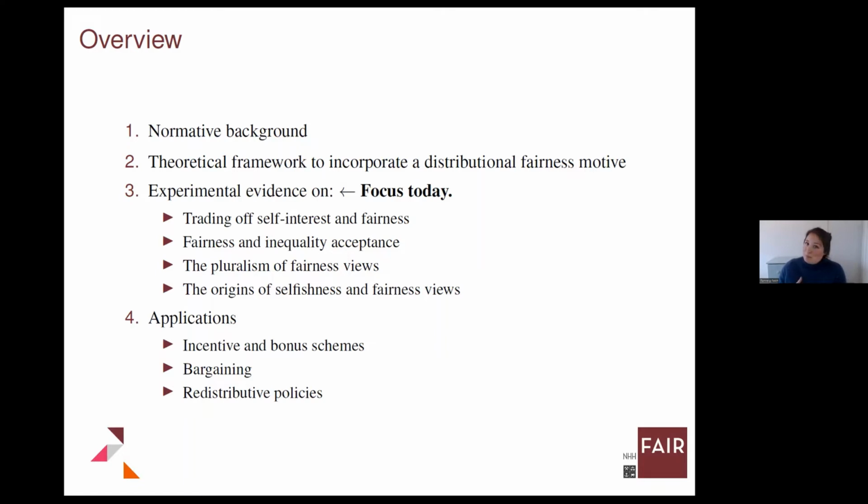In the chapter, we also look at these applications in terms of, for instance, how these ideas about what's fair and unfair inequalities relate to incentive and bonus schemes, which might be quite interesting to have a look at in relation to the previous chapter discussed as well.